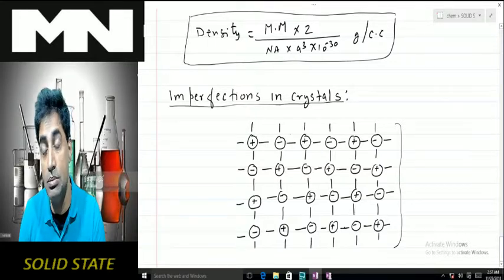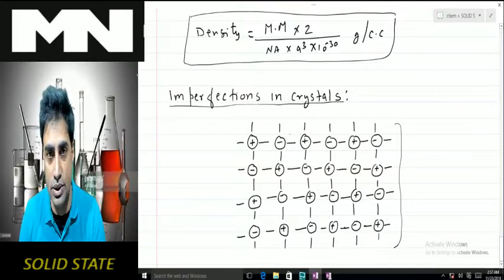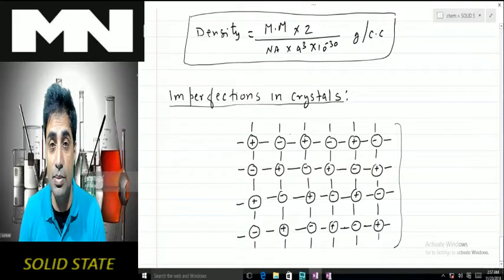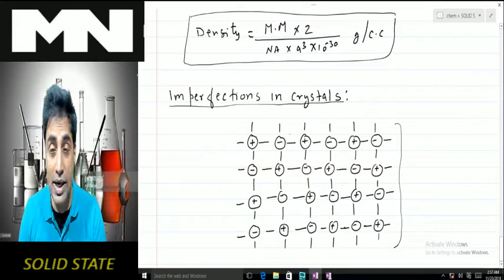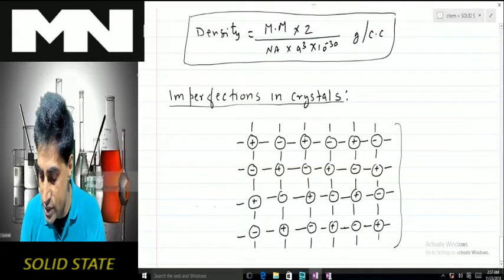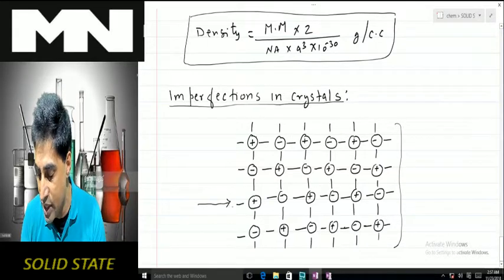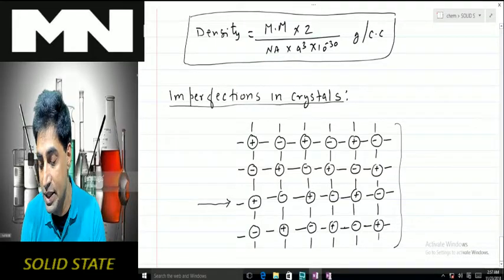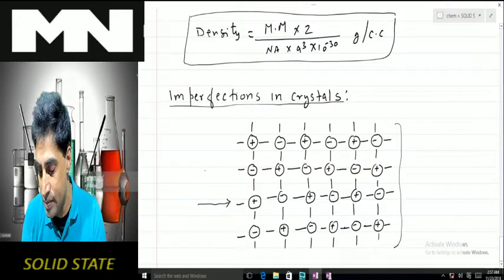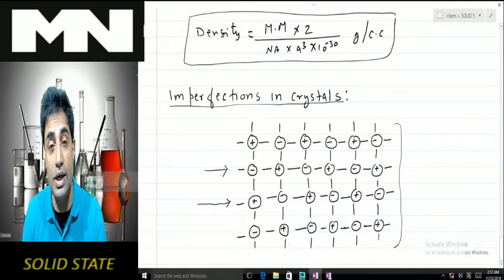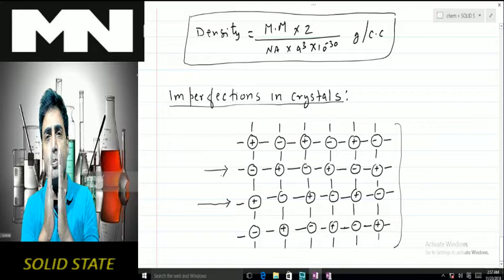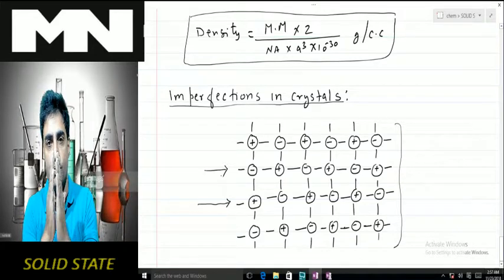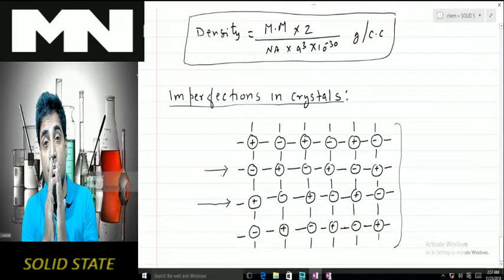There is some randomness in this crystalline structure. That randomness can be of two types. That can be either line imperfection or point imperfection. Line imperfection means what? As you can see, this is a plane where you have cation, anion, cation, anion, cation, anion. This again is a plane where you have anion, cation. If somehow these planes move over each other, then a situation can come.